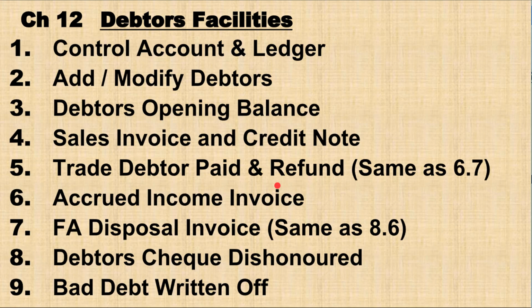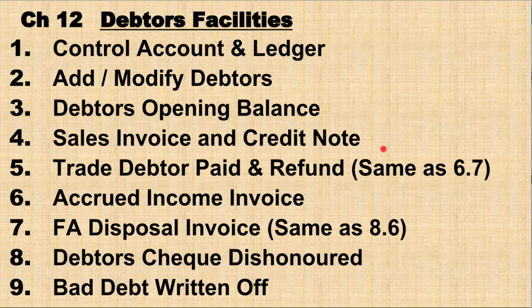Chapter 12, we look at debtors facilities. We start with the control account and debtors ledger. Next, we look at the addition or modification of debtors accounts. Then we look at the debtors opening balance. How is it recorded? Next, we look at the sales invoice and credit note.